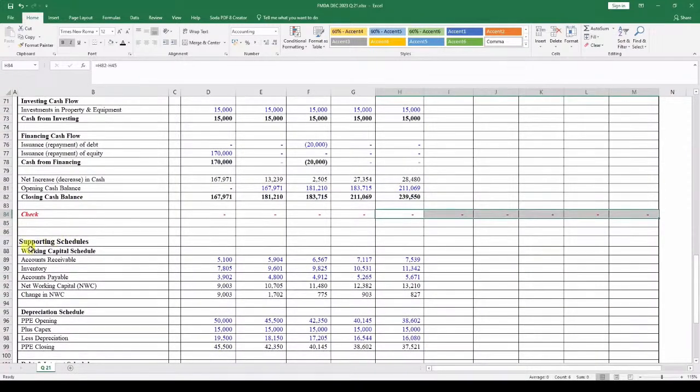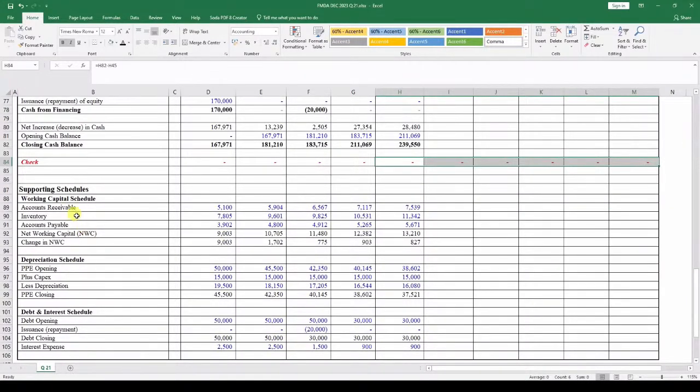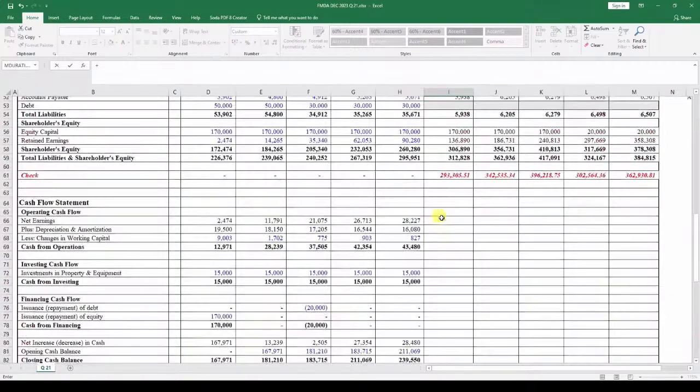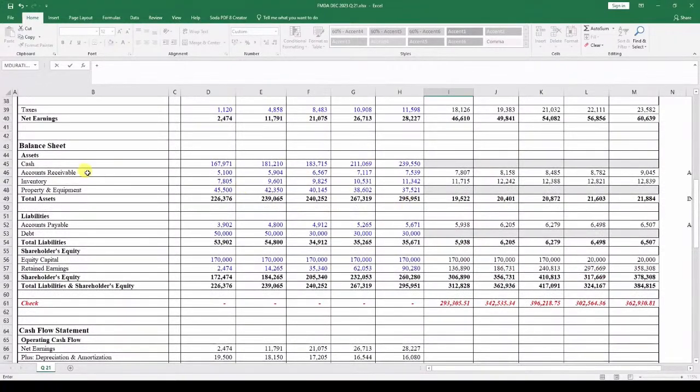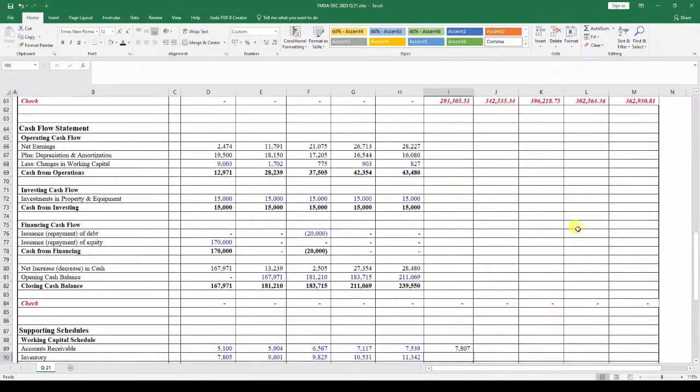We jump onto the supporting schedules. These supporting schedules are broken down into three: the working capital schedule, the depreciation schedule, and the debt and interest schedule. These three of them are instrumental towards filling in the missing items in the balance sheet, income statement, and the cash flow statement. So from here, the accounts receivable. You remember we had modeled it just above there in the balance sheet. So we just fill it out, link it with the accounts receivable here. And you can see the accounts receivable is here, so we link it right over there and we put enter.